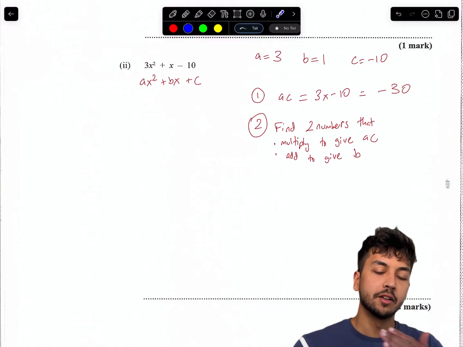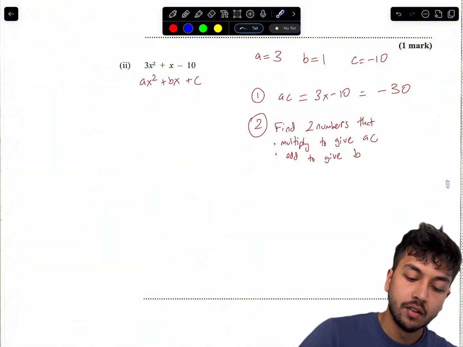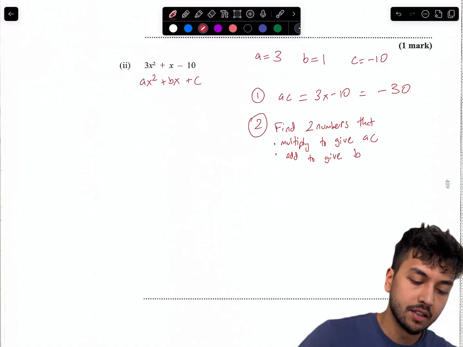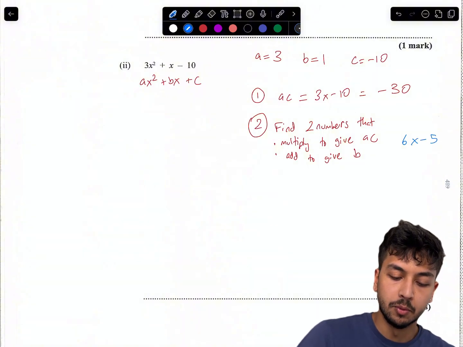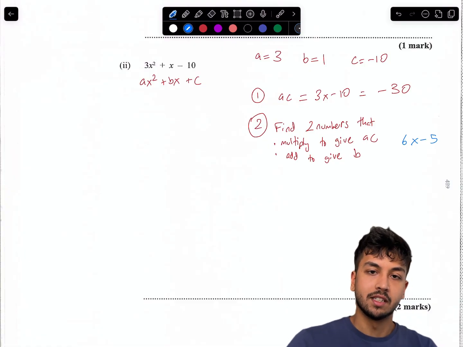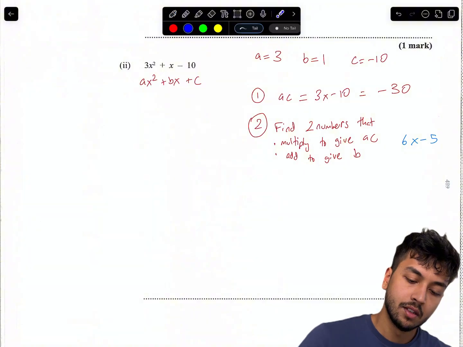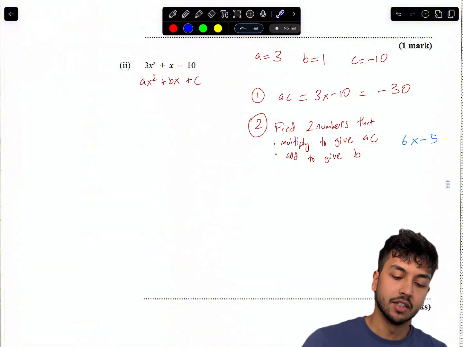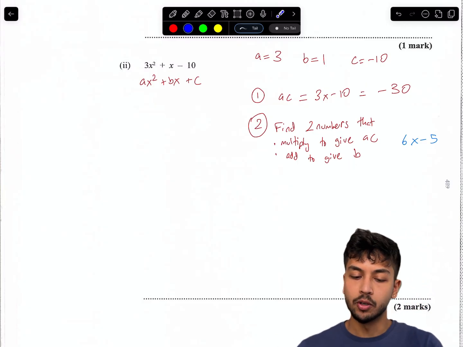So what you'll have to do is try out a bunch of factors, and in this case, 6 times minus 5 is what would work, because 6 times minus 5 gives us minus 30. That'll give us our ac, and then 6 plus minus 5 gives us b, because b is 1, and 6 plus minus 5 is 6 minus 5, which is 1.